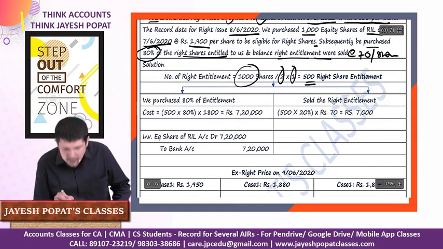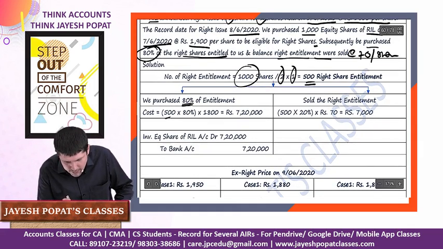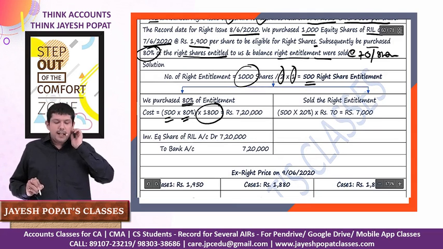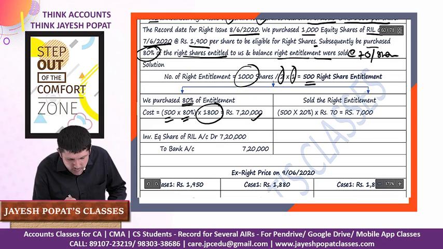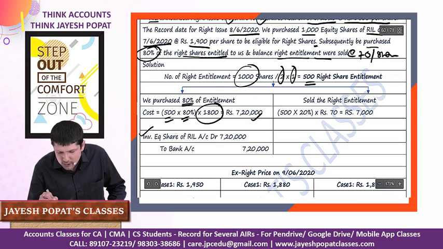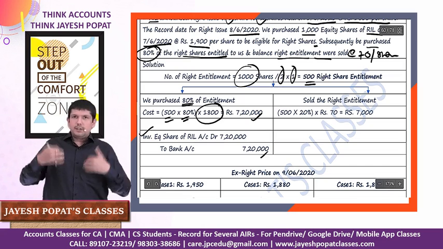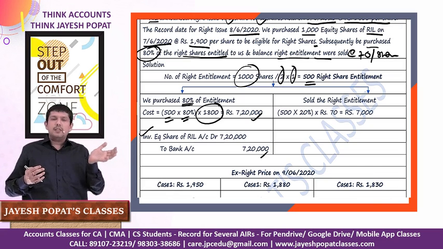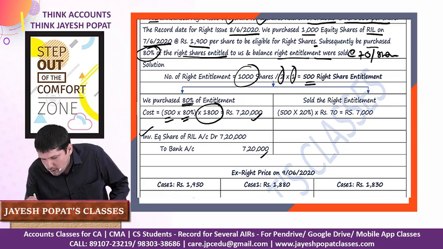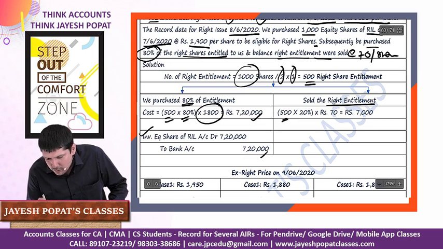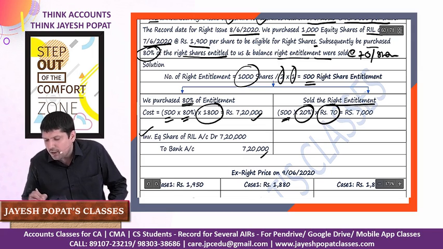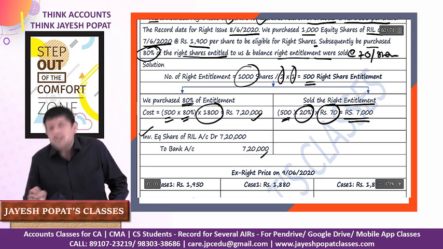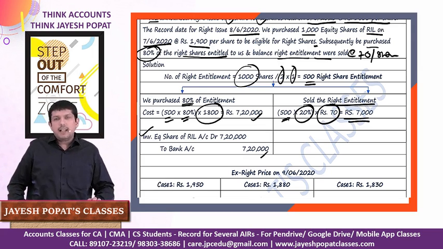We purchased 80% of the 500 rights entitlement, into 1800, which is the price at which the right shares are offered. So 7,20,000. Our entry will be investment in equity shares of Reliance Industries to bank. So we have purchased this share and we accumulated the cost in the investment ledger. Sold the right entitlement. Out of 500, 20% has been sold and we are selling it at the price of 70. So we have received rupees 7,000 by selling these right entitlements.